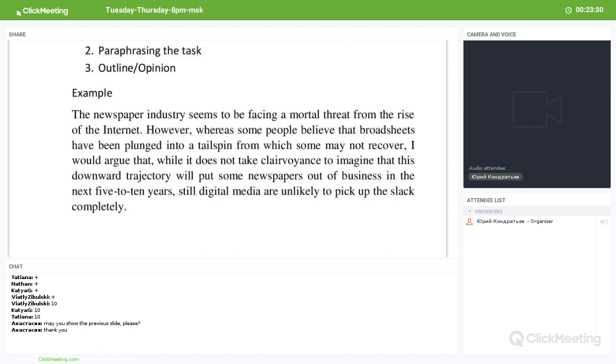So here's my example. The newspaper industry seems to be facing a mortal threat from the rise of the internet. However, whereas some people believe that broadsheets have been plunged into a tailspin from which some may not recover, I would argue that while it does not take clairvoyance to imagine that this downward trajectory will put some newspapers out of business in the next 5 to 10 years, still digital media are unlikely to pick up the slack completely. Okay, so this is my variant.